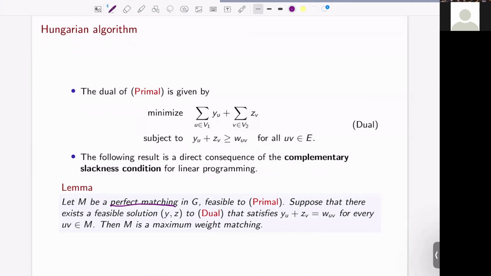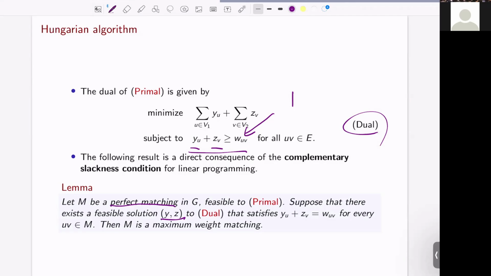Okay, I have a perfect matching. And also, I take a feasible solution, y, z, to the dual. That means that you have an assignment on y and z that satisfies all these constraints. Okay. This is almost like the vertex cover formulation, except that the right-hand side has general weight. So yesterday, we talked about the minimum vertex cover problem, where the right-hand side was 1. But in general, we have these w's. Okay.